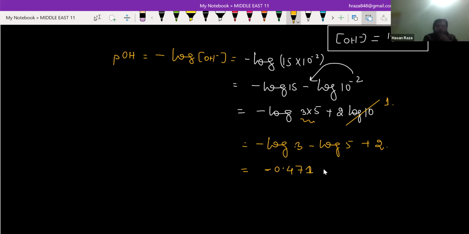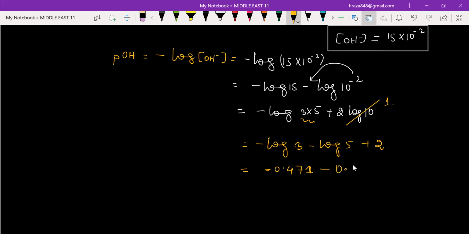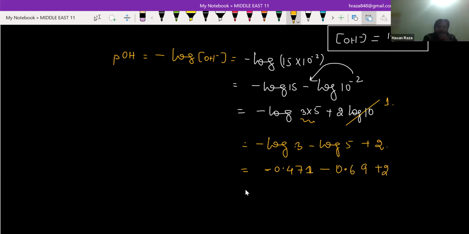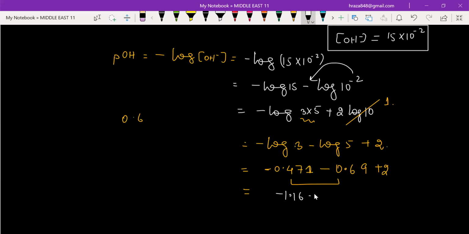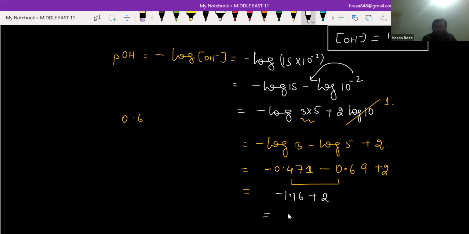And what is the value of log 5? Let me know. So, 0.69. And plus 2. And here you can calculate how much it will be after adding 0.69. Wait a minute. So, 1.16. Now you'll get 1.16 and plus 2. What will be the value? I think it will be 1.84. Very good. It will be 1.84.